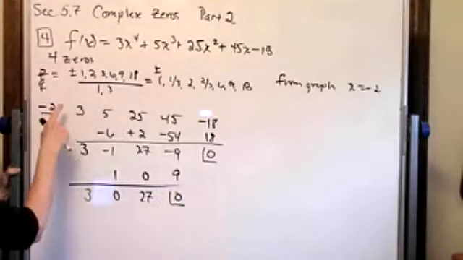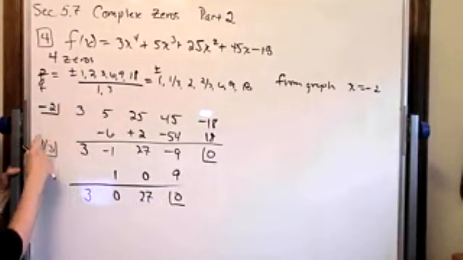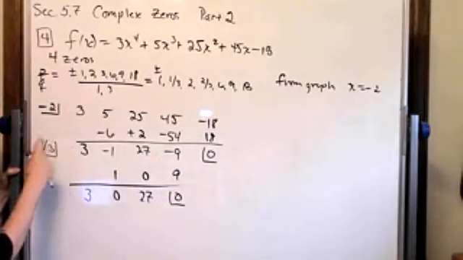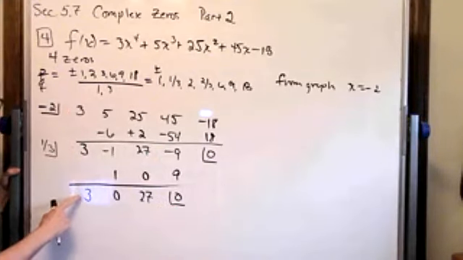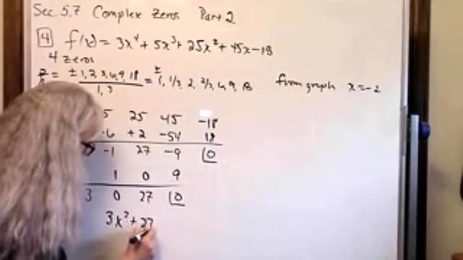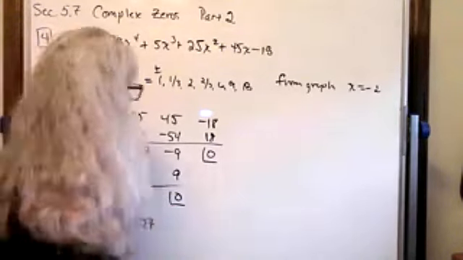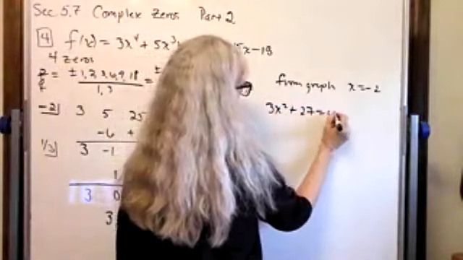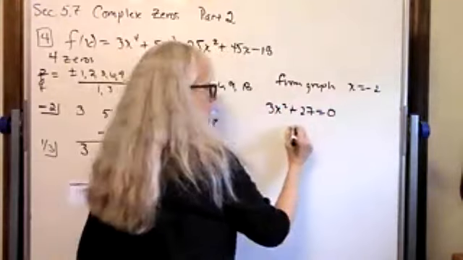Okay, we started off with an x to the 4th. When we went through and did synthetic division one time, the depressed equation was an x cubed. Doing the synthetic division the second time gives me an x squared. It's my depressed equation. So this is 3x squared plus 27. Well, we can solve that. So now we're going to let 3x squared plus 27 equal 0. We don't need the quadratic formula this time. There's a quicker way to do this.